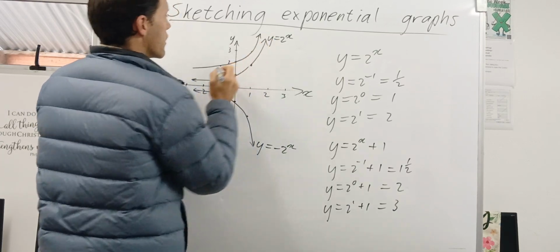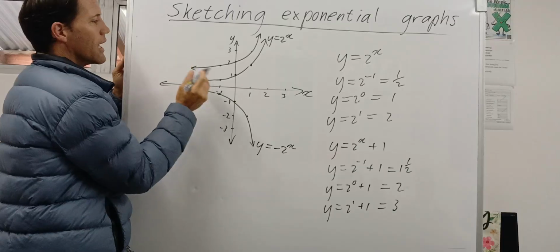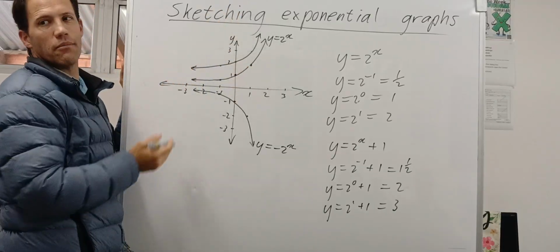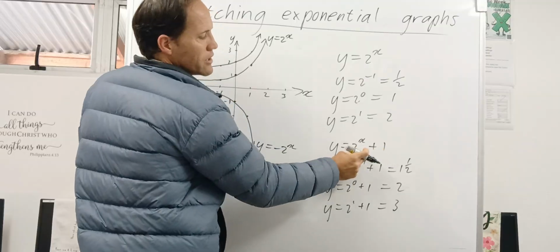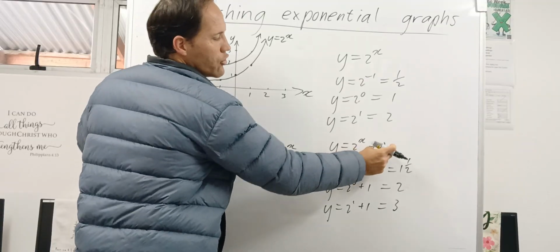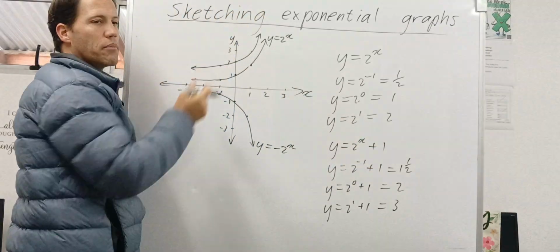Okay. There's the exponential graph now. Everything just shifted 1 unit up. Okay? That's what the plus 1 does. The plus 1 means basically you take the graph and you add 1. You shifted 1 up. Okay?